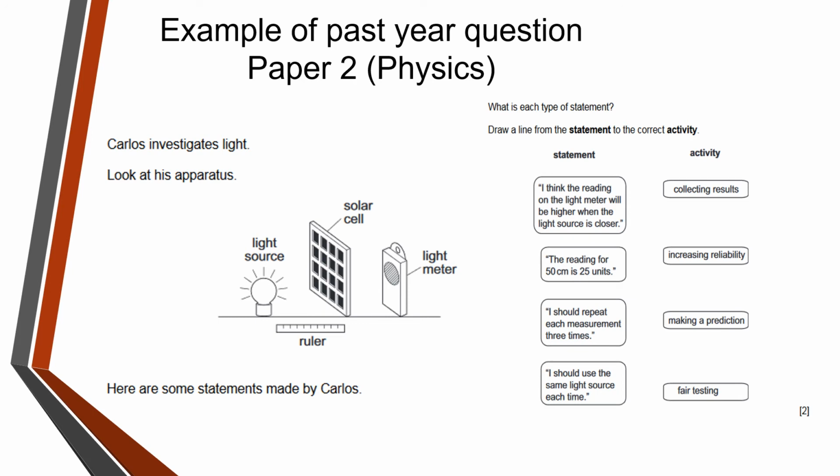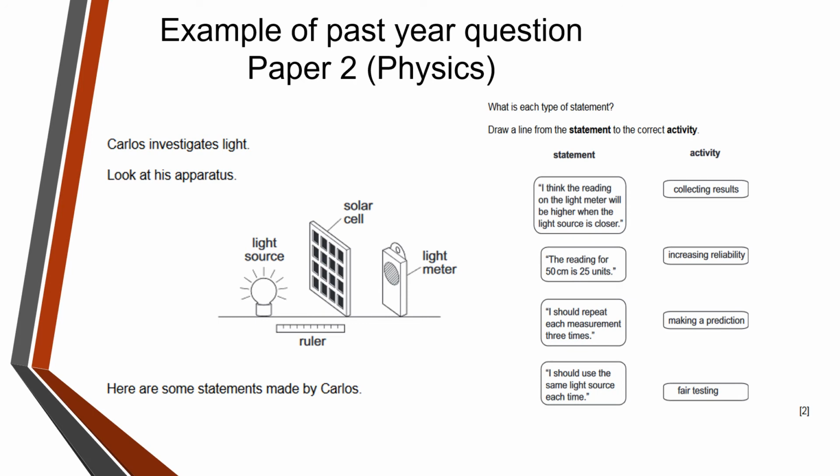I think the reading on the light meter will be higher when the light source is closer. The reading for 50 centimeter is 25 units. I should repeat each measurement 3 times. I should use the same light source each time. And look at the activity: collecting results, increasing reliability, making a prediction, and fair testing.